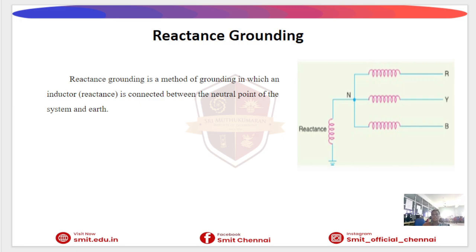Then reactance earthing. In reactance earthing, an inductor, that means a reactance, is connected between neutral and earth. It limits the earth fault current using inductive reactance, that means XL, and is commonly used in medium and high voltage systems.